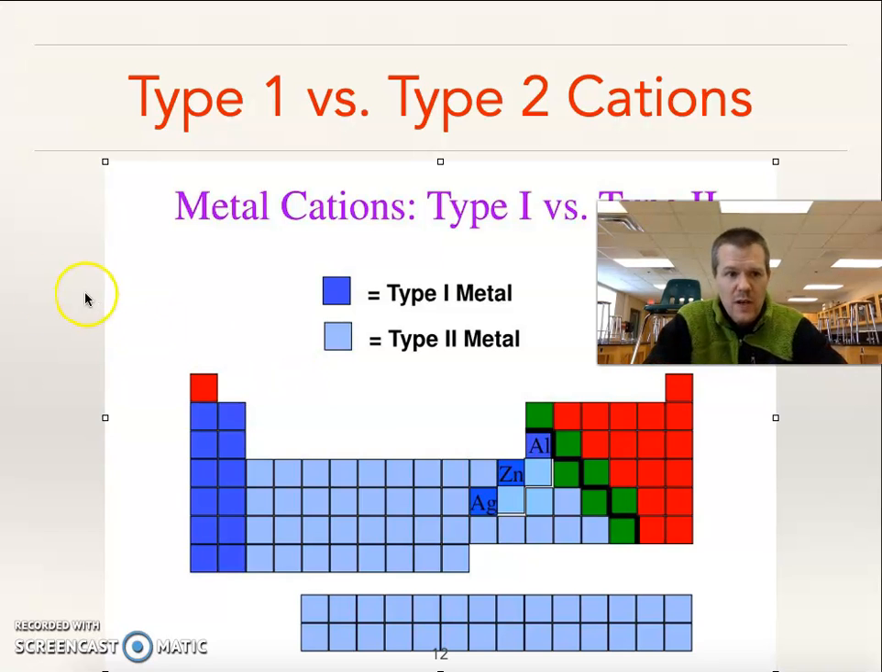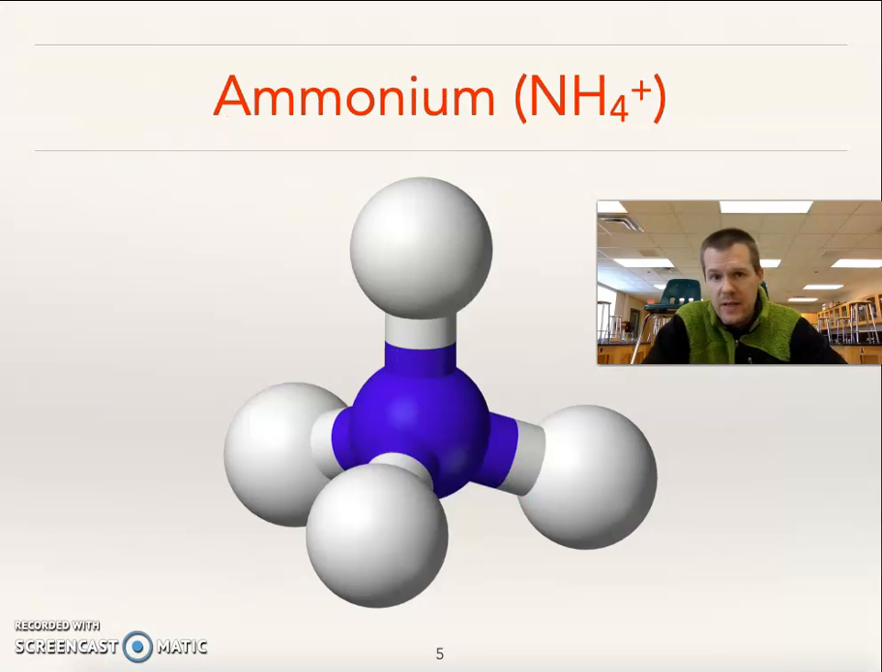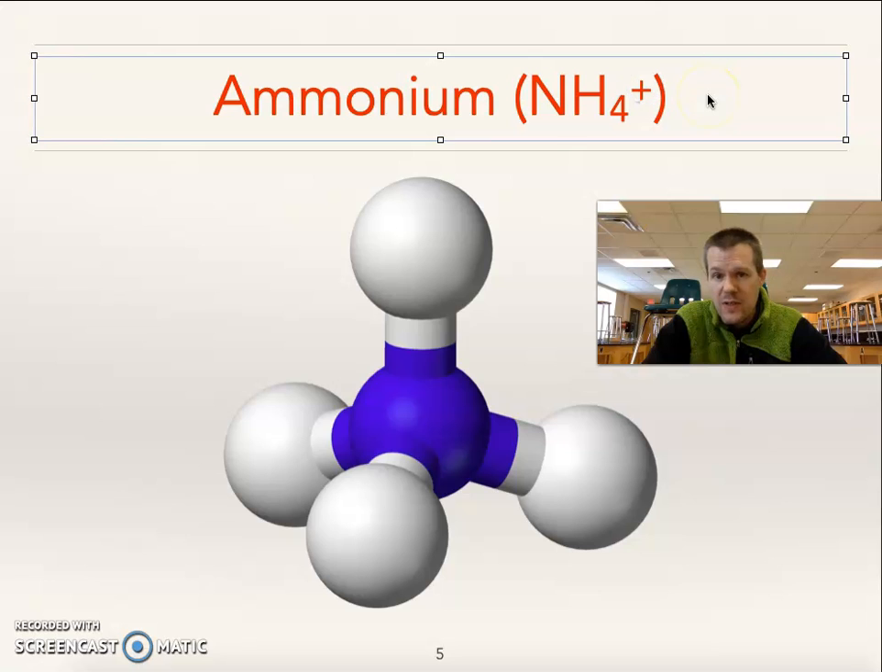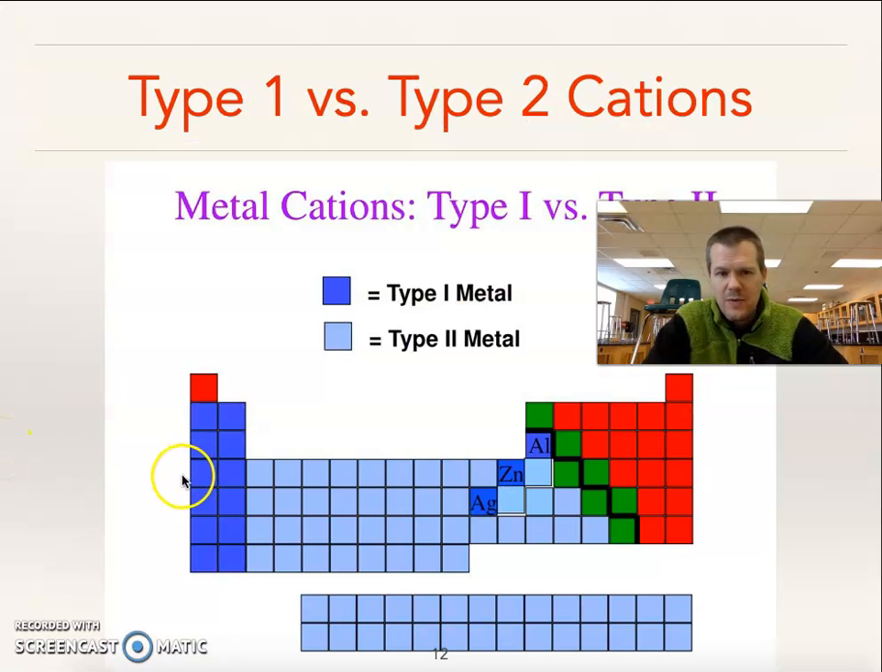Now, technically, there is one other type 1 cation, and that's this guy right here. Ammonium always has a +1 charge, which means it's a type 1, but we're going to ignore that for now. It's got several atoms to it, and we're going to deal with just single atoms for the time being.